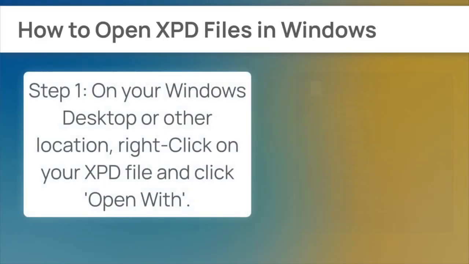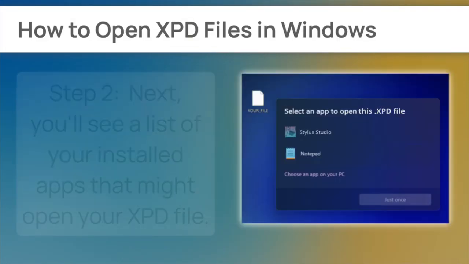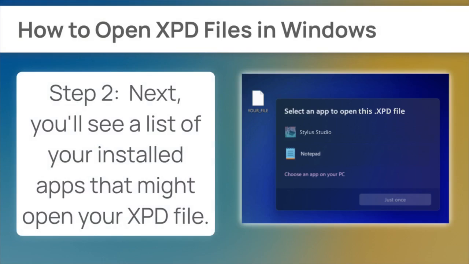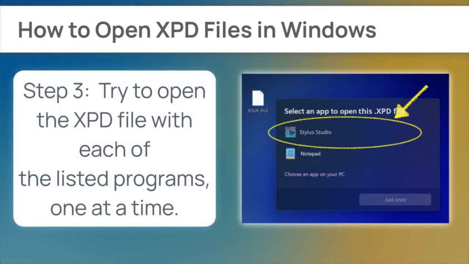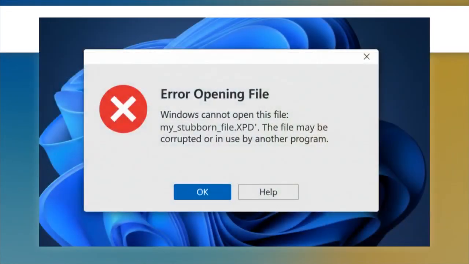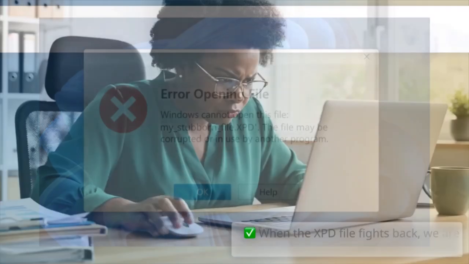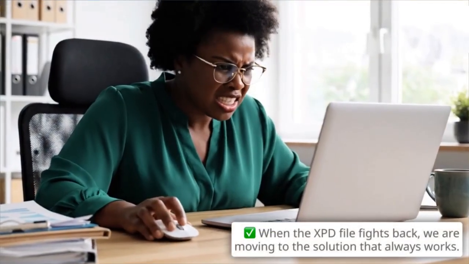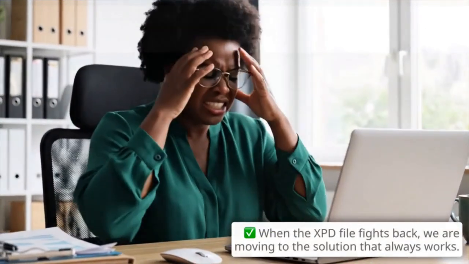The initial test: right-click the XPD file and choose Open With. If Stylus Studio is installed, test that first. If it's not present, choose another program. Don't worry if it fails on the first try. If your XPD file is not opening yet, that is normal. Now, it boils down to just 3 possibilities. We've prepared a simple list detailing these common culprits and the steps to verify them.